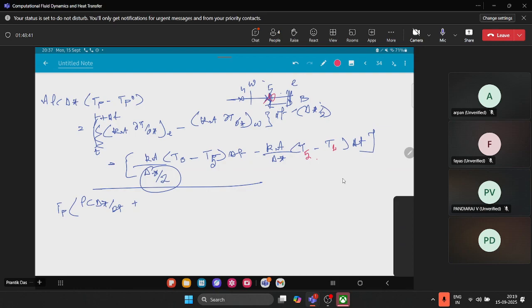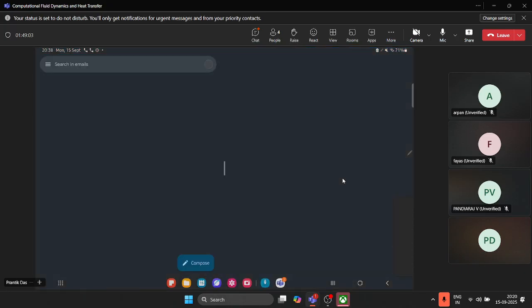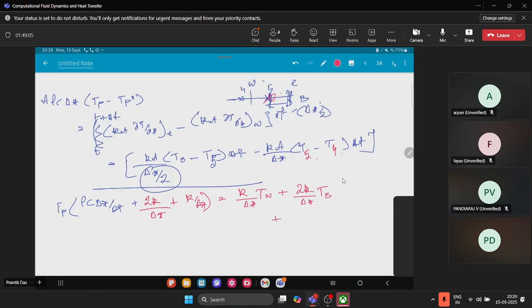Yes, sir. You have to keep all these things in mind. So delta x by delta t, 2k by delta x. When you deal with the boundary, all this will come: k by delta x Tw plus 2k by delta x Tb plus rho c delta x by delta t Tp naught. Okay, so that's how the whole equation looks like.